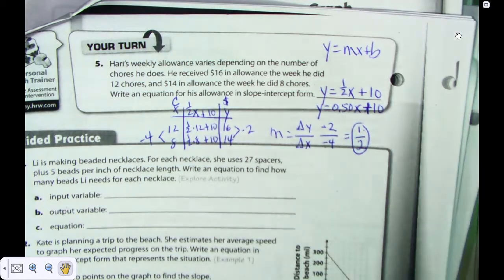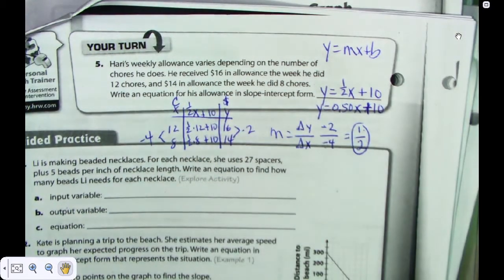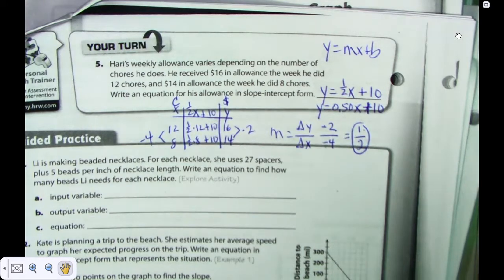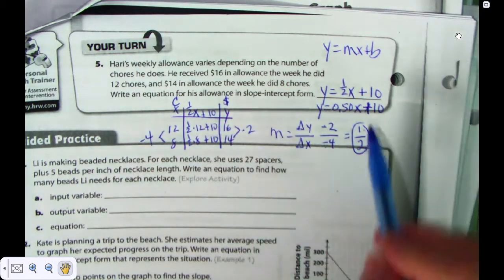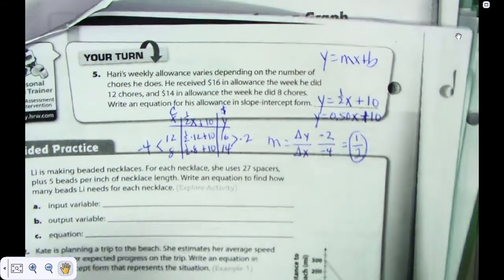Guys, we not only have to know how to write the equation for information like this, but we have to know what the equation stands for. Sometimes they give you the information like an equation, and you have to pick what the 10 stands for, what the 1/2 stands for, what it represents. And that's just as important. So everybody getting that? Okay.